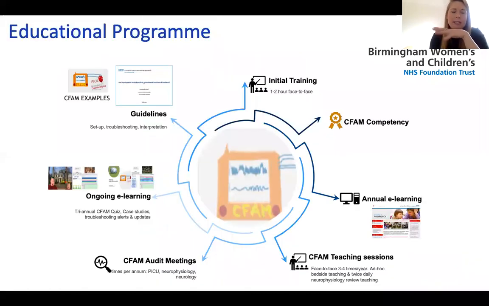The importance is really, as I've said, continued education. You've got to keep looking at these. It's all about pattern recognition. The more that you look at, the better. And so we've got this continued education program that runs for the nurses, the physios, and all of the clinicians, that goes from your initial training right through to annual competence, annual e-learning, and then constant resources of quizzes, case studies, troubleshooting guides. And our CFAM audit meetings, which happen every couple of months, where we'll review every patient that we've popped on in those preceding 2 months as a multidisciplinary team to learn from them.